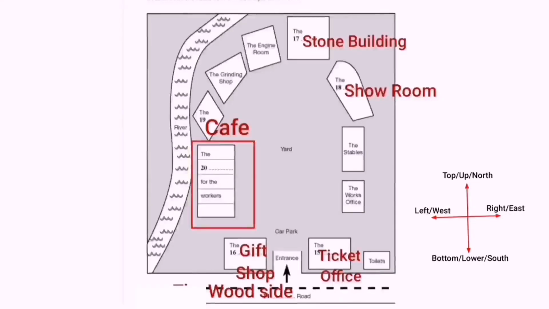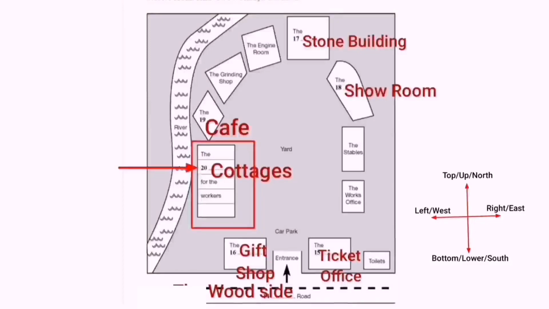The row of buildings you can see on the left are the cottages. These were built for the workers towards the end of the 18th century, and they're still furnished from that period, so you can get a good idea of ordinary people's living conditions.